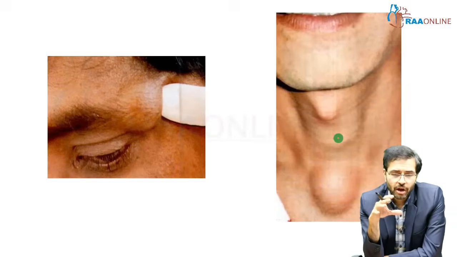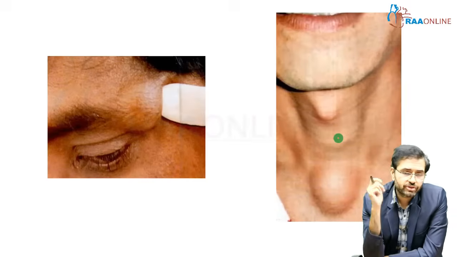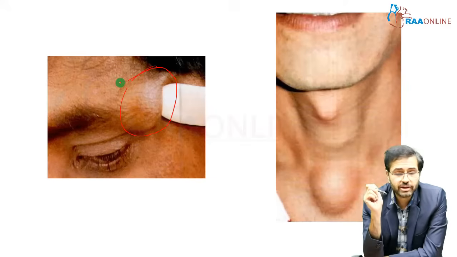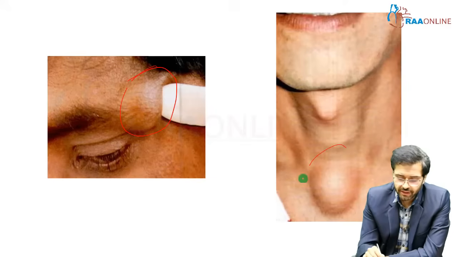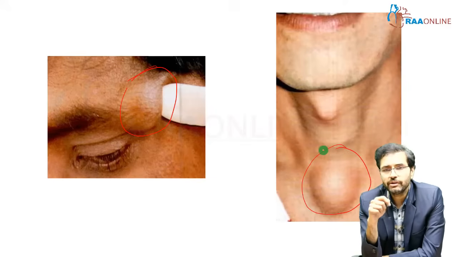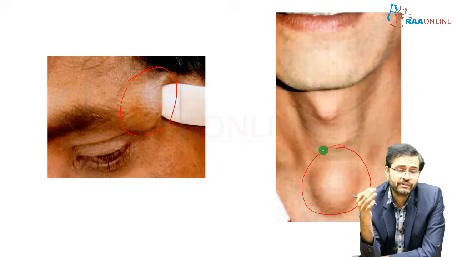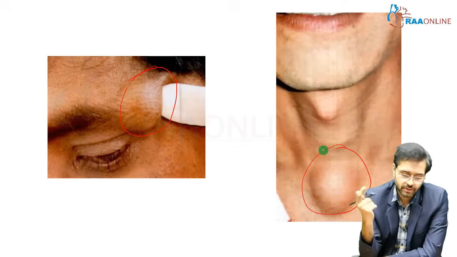So these are certain common sites of dermoid. So this is an external angular dermoid. We already saw a scalp dermoid. So this is an external angular dermoid. And this is a suprasternal dermoid, which arises from the space of Burns.